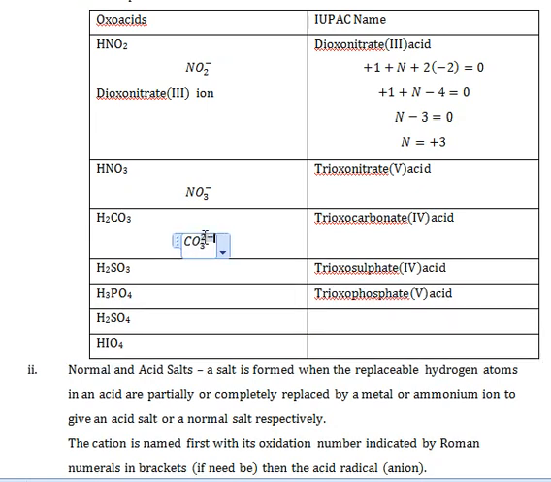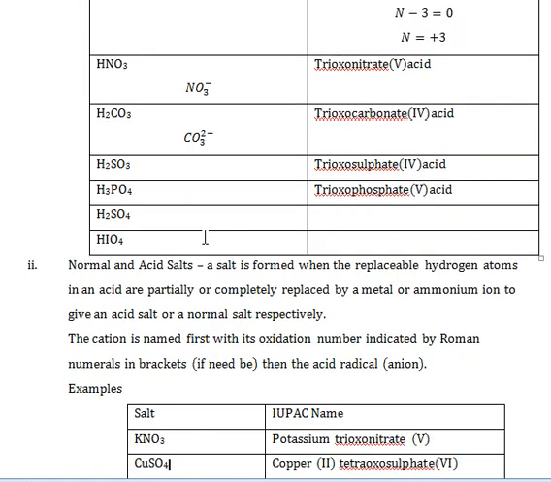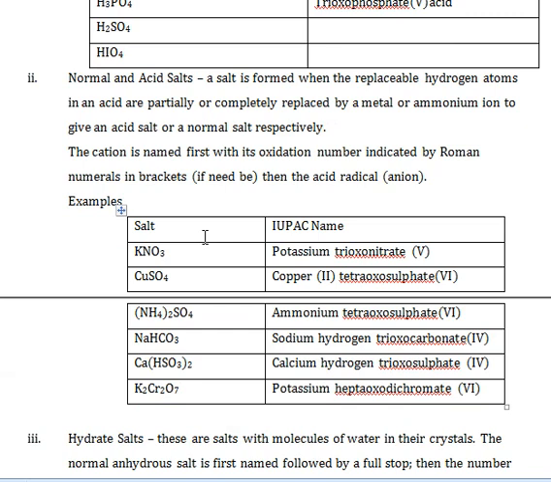2 minus. I know you'll be wondering why some are minus and some are 2 minus. You can reflect back to the formation of compounds that we looked into earlier. How come? If one is H plus and you're having CO3 2 minus, the compound formed is actually going to be that. So let's move on to what we said, normal and acid salts.